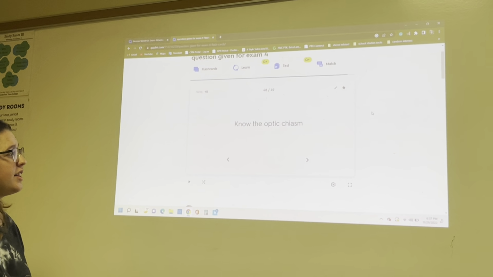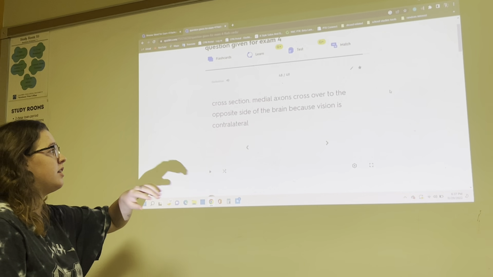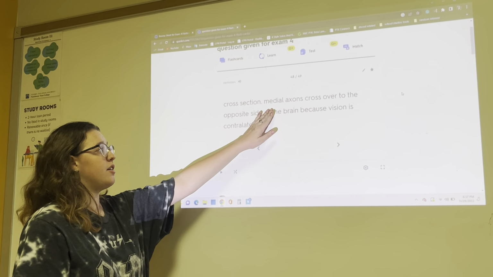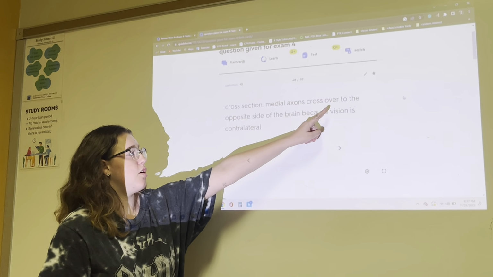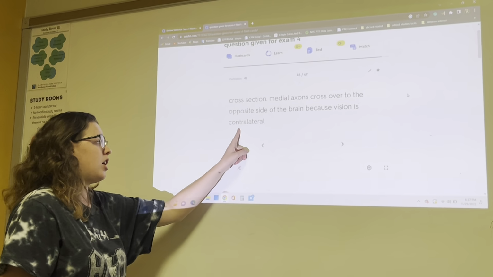Yeah. Alright, so know the optic chiasm. It's going to be a short answer. So cross-section, medial axons cross over to the opposite side of the brain because the vision is contralateral.